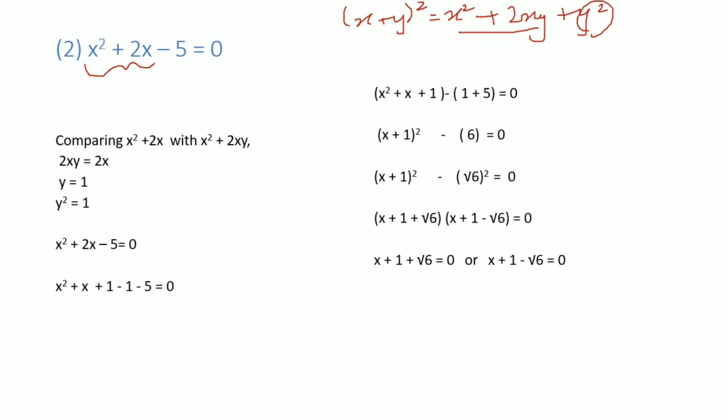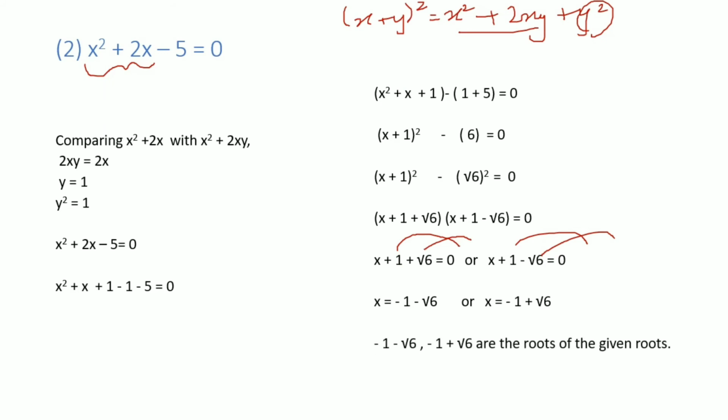So we'll keep x alone and we'll shift this on the other side. So plus 1, when it goes on the other side, it will become minus 1, and plus √6 also becomes minus √6. Okay, similarly here, as you can see, plus 1 if it goes here, it will become minus 1, and minus √6 when it goes on the other side, it becomes plus √6. So these are the roots of the quadratic equation. Minus 1 minus √6 and minus 1 plus √6 are the roots of the given quadratic equation.